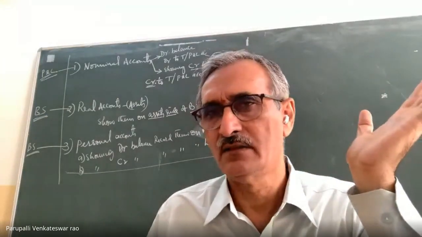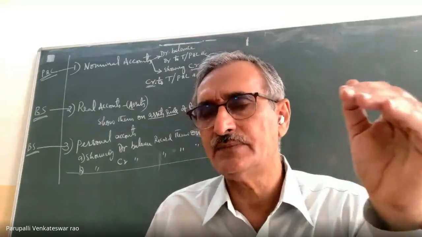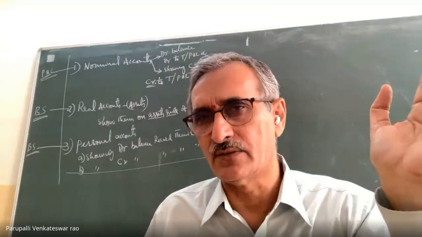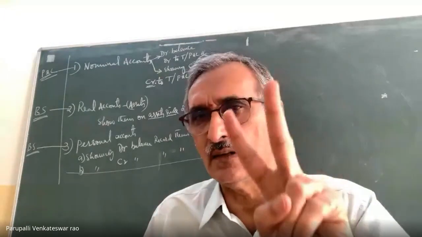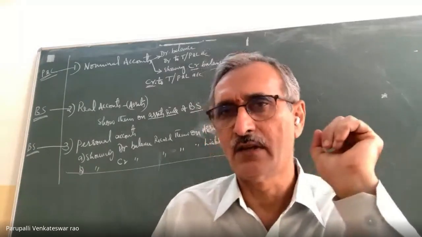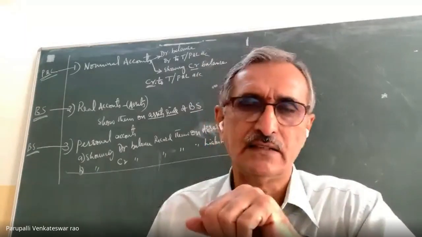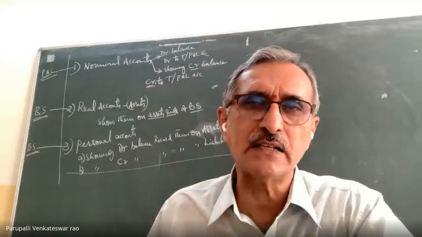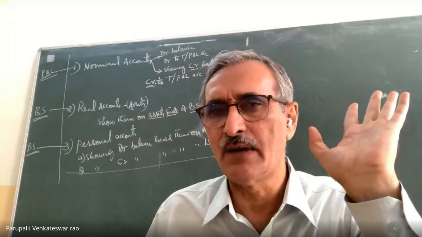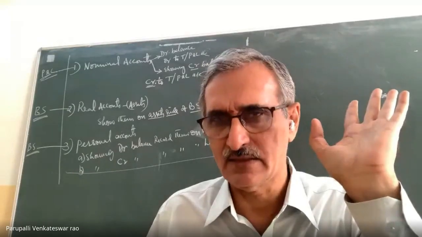That's it. So, from the trial balance, nominal accounts will go to profit and loss account. What remains? Remaining two accounts. What are they? Real account. Real account relating to assets. Assets are written on the asset side of the balance sheet. That's it. In the balance sheet, you have assets and liabilities.